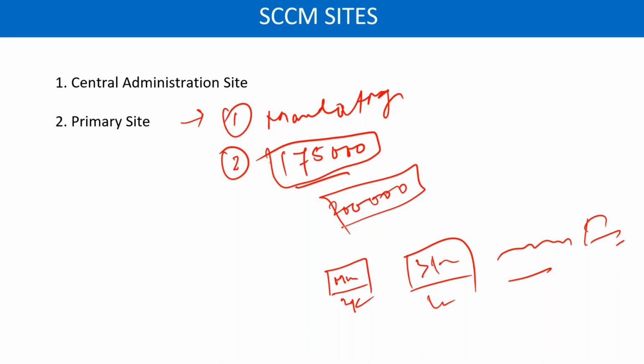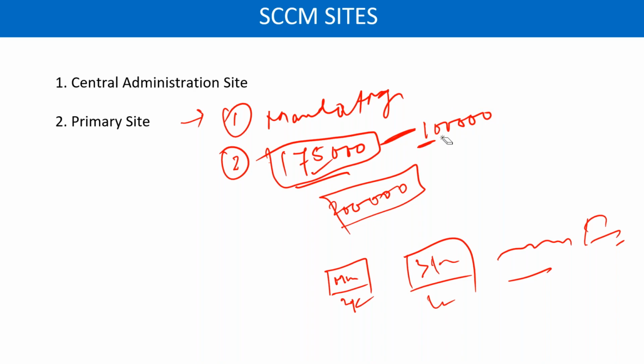Then we need to make another primary. Right, so we will have to have another primary site server. One primary site is not capable of managing more than 175,000 devices. This is given by Microsoft, but don't go only with Microsoft's word. The practical scenario is that if you start adding more and more, it starts giving less performance. But as per Microsoft, it is 175,000 devices.